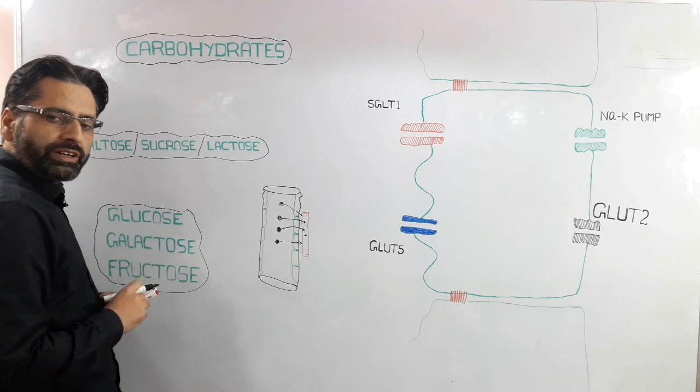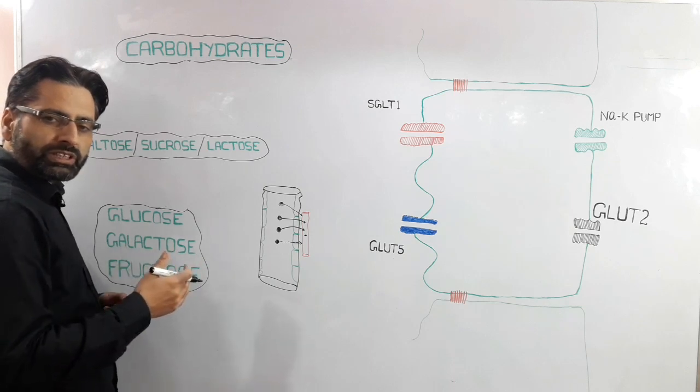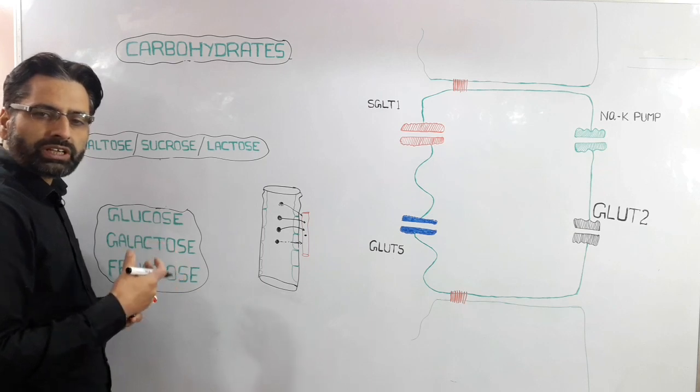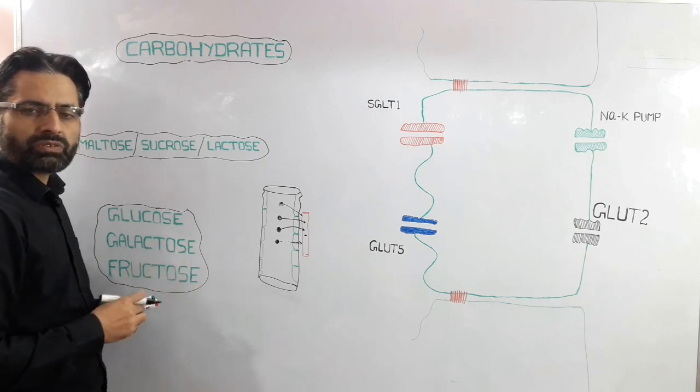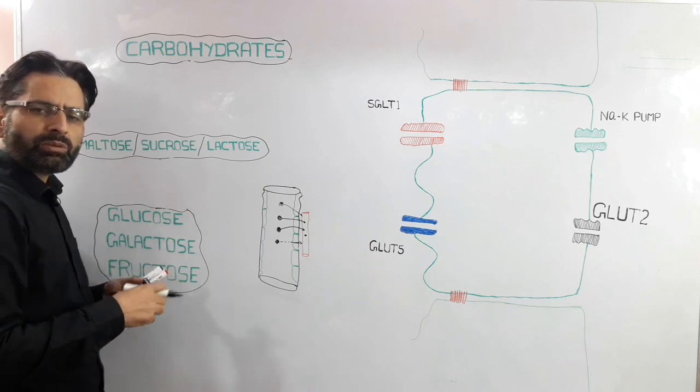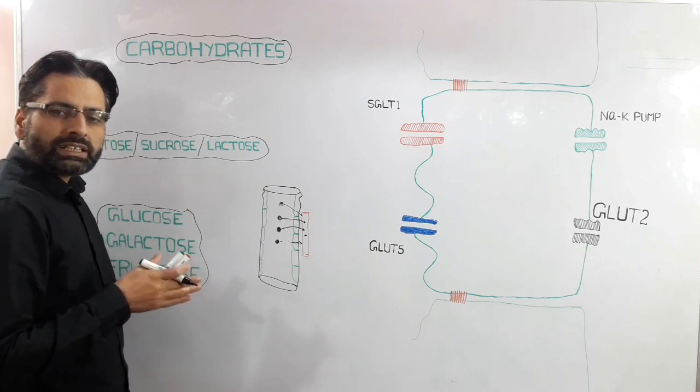These carbohydrates which can be absorbed without being enzymatically digested are called the monomers. For example, we have glucose or fructose. These monomers are ingested and absorbed as such. They don't require the digestion.